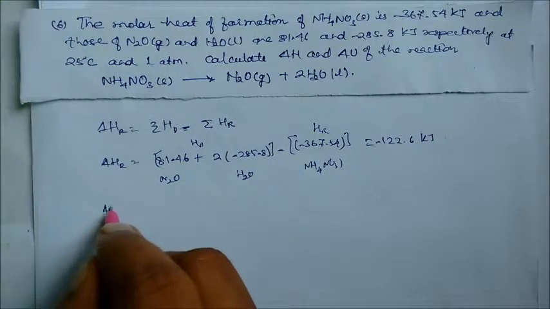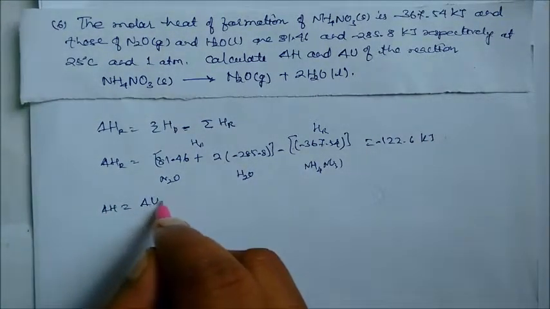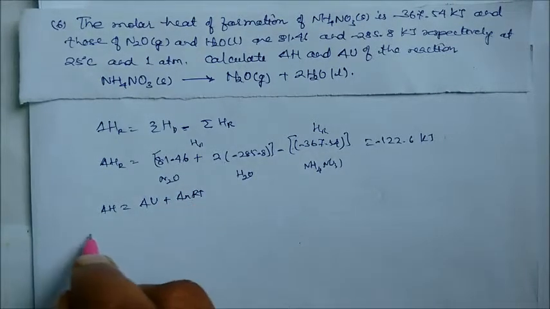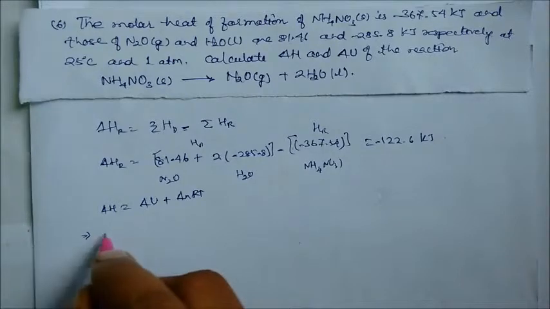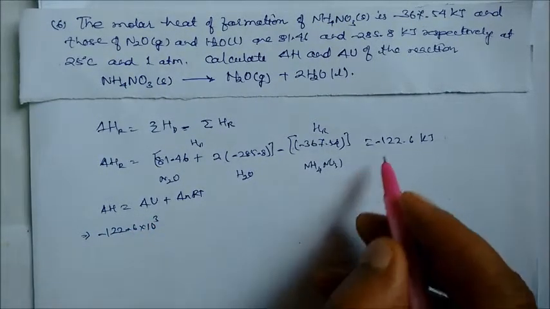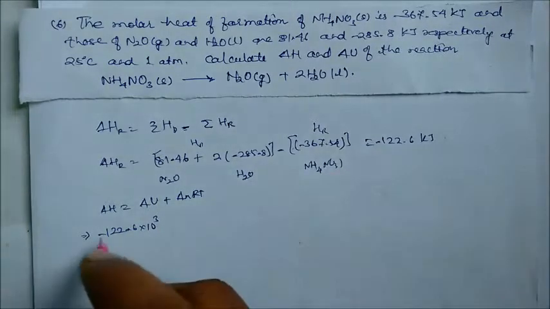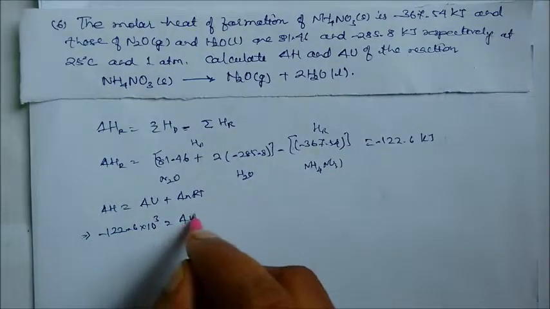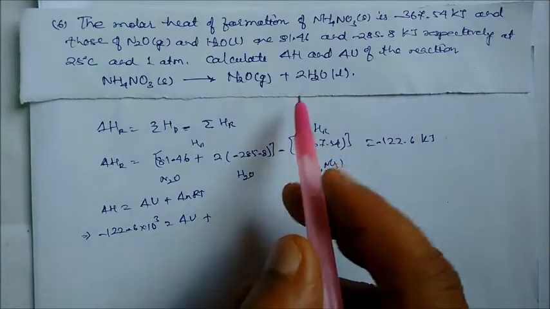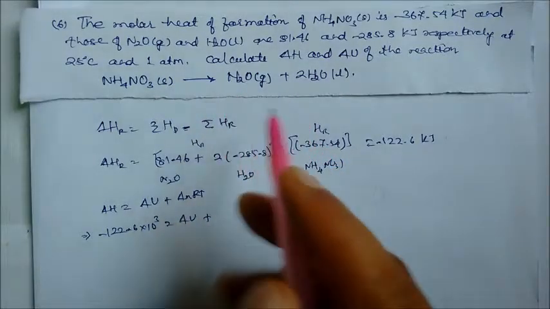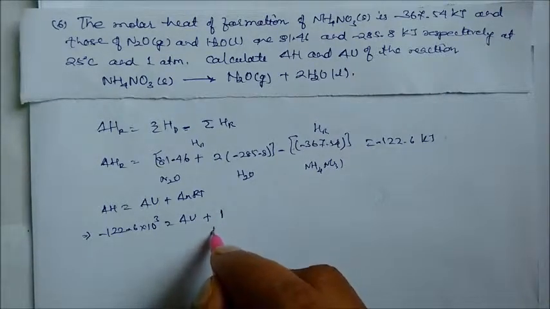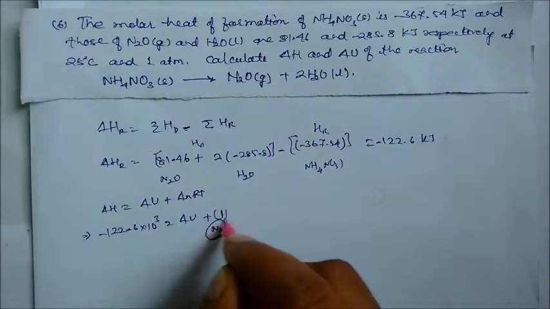So delta H is equal to delta U plus delta n into RT. Here delta H is given as minus 122.6 into 10 power 3, this value is in joules. So put this here. Delta U we have to find out, and delta n: we can see here, this is gas N2O, so only one gas is there, so put here 1, because N2O is the only gas.